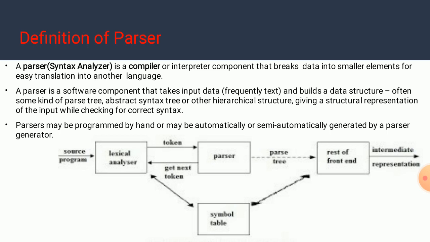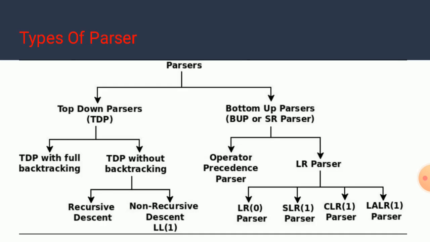Now we come to the next topic, various types of parser. There are two types of parser, top-down and bottom-up parser. These two types are based on the derivation technique, which is leftmost derivation and rightmost derivation. A top-down parser uses the leftmost derivation technique, and a bottom-up parser uses the rightmost derivation technique.